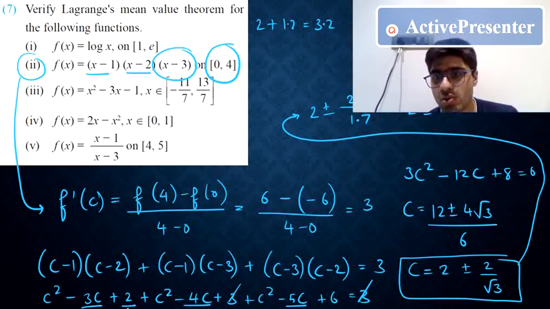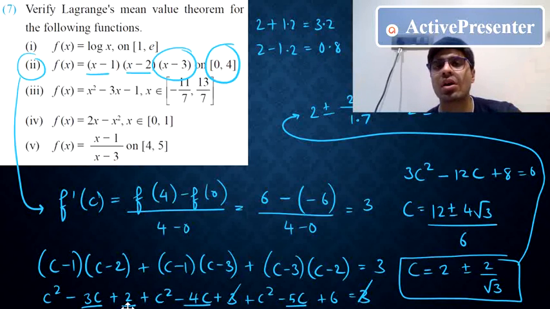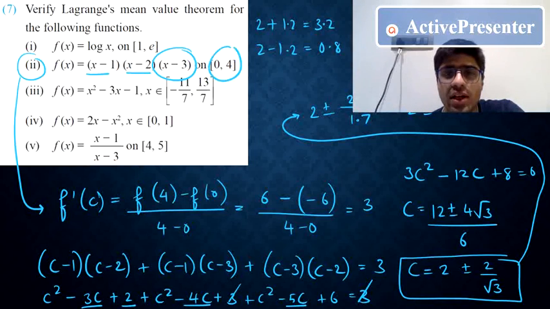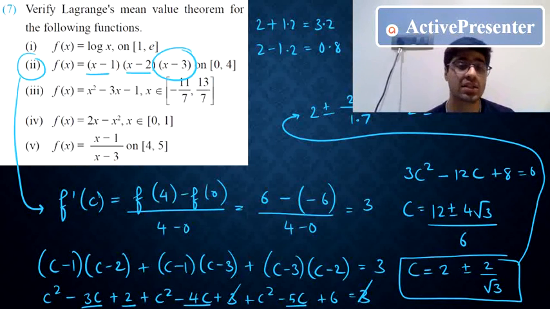Let's check for 2 minus 2 by root 3. When you subtract the two numbers, you get something like 2 minus 1.2, which is 0.8. This number is a little bigger than the true value of 1.2 subtracted, so the number that you get will be a little bigger than 0.8. A number a little greater than 0.8 lies in this interval, and that is why we say that even the second value, 2 minus 2 by root 3, lies in the given interval. So both the values of C, that is 2 plus minus 2 by root 3, are acceptable, and these values lie in the given interval.